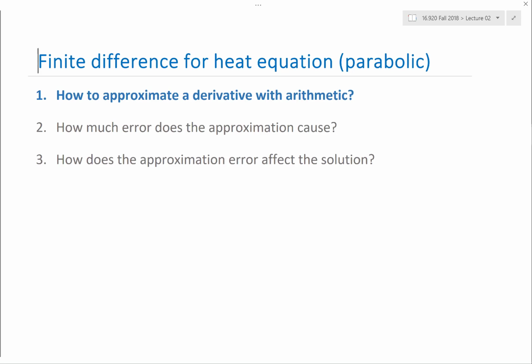And three, that is not immediately obvious, is that how does this approximation error affect the solution? Right, so we know there is a certain difference between the actual derivative and our approximate derivative, but how much does it matter? Maybe it doesn't matter much. Maybe it makes my entire solution wrong, right? So these are the three questions that are actually very important for any numerical method, not just the ones we study over here. Okay. So first of all, how do we approximate a derivative?